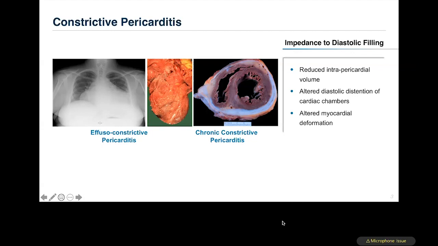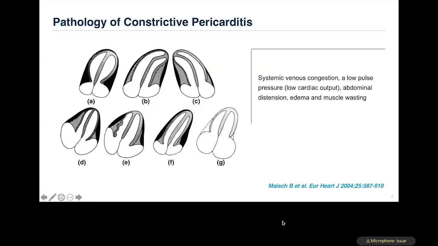Plus, in addition, the lubrication function is gone. So the normal cardiac motion that occurs inside the pericardium is eliminated. And this altered cardiac deformation also leads to difficulties in providing a normal relaxation and filling of the left ventricle. The pathology of the constrictive pericarditis has been studied extensively.